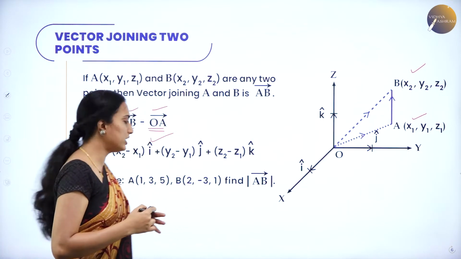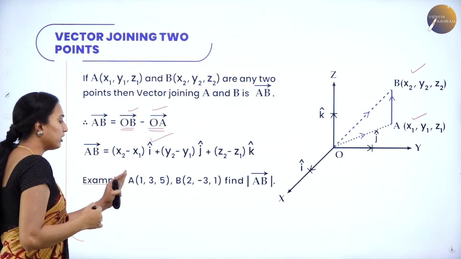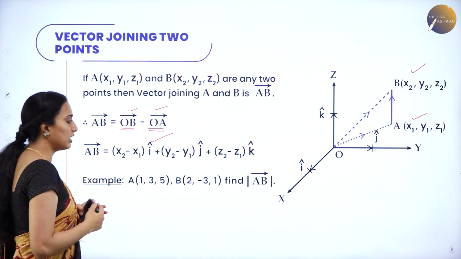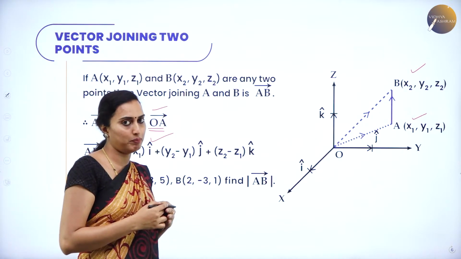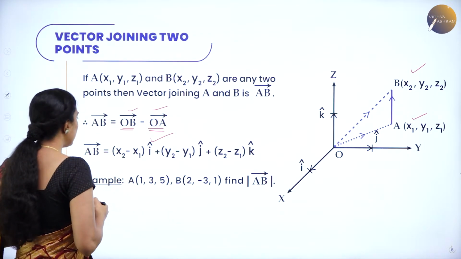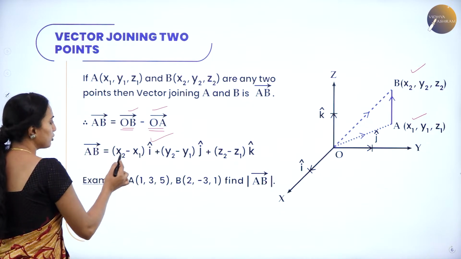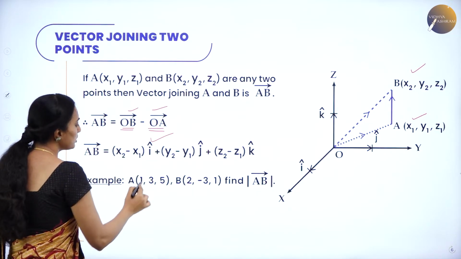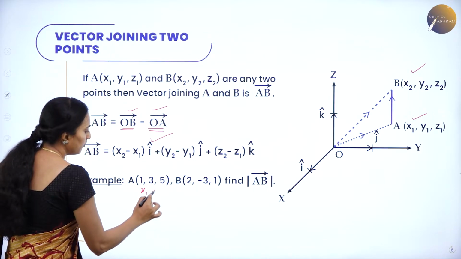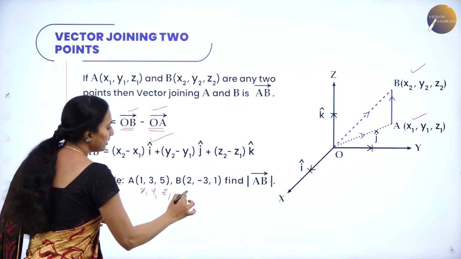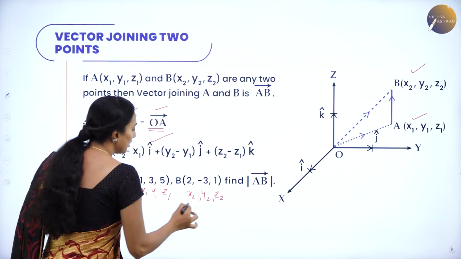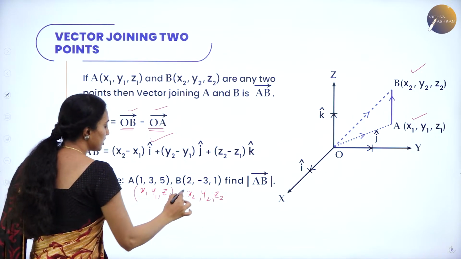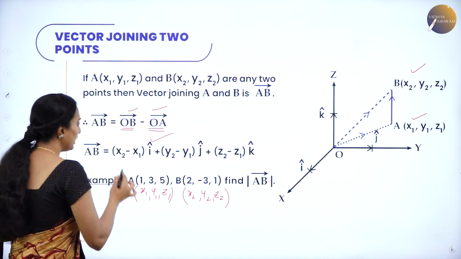For example, I have taken like this: A of 1, 3, 5, B of 2, minus 3, 1. Find modulus of AB vector or magnitude of AB vector. Now you know that AB vector is given by what? x2 minus x1 into i. So take the given point as x1, y1, z1, and this point as x2, y2, z2. These are the 2 points they have given, correct? So therefore you can take the formula.